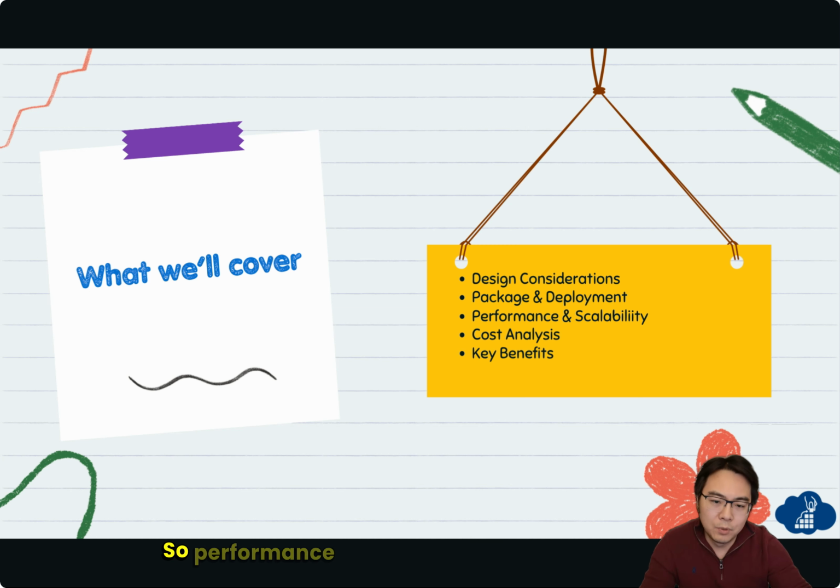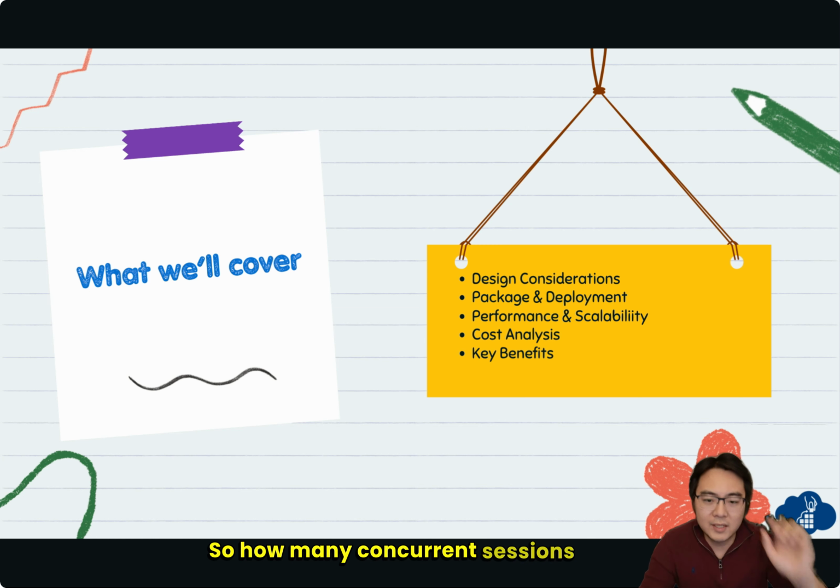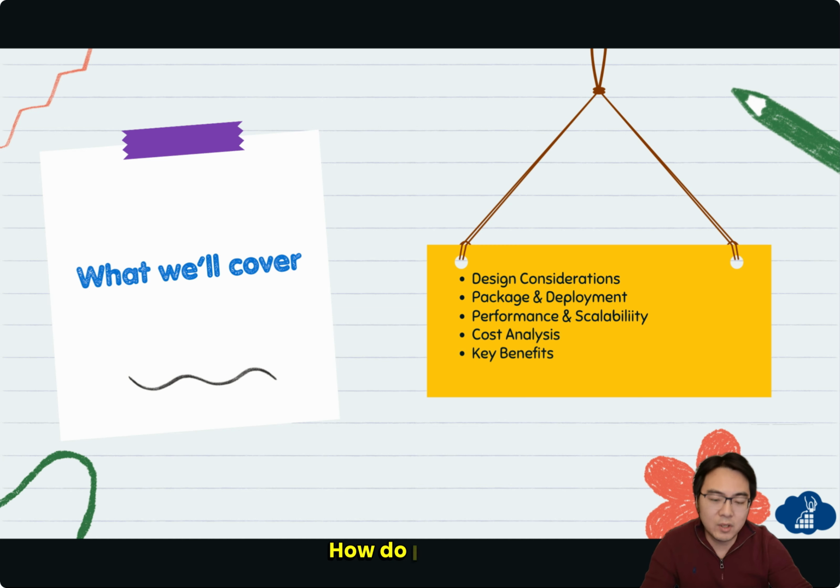Right. So performance and scalability is one of the key things to cover, because I really want to understand how good it is, right? So how many concurrent sessions can I run in a single Cloud Run instance, right? How do I scale it? Does it auto scale the GPUs, right? Because I've not actually seen that before myself. So I want to test all of these variations and then show that to you.